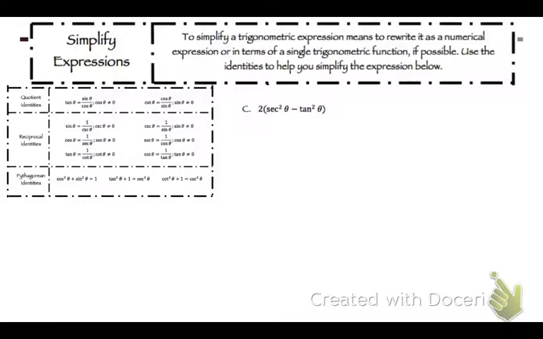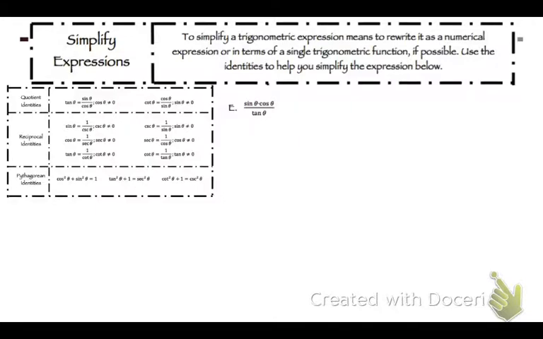So we have 2 secant squared of theta minus tangent squared of theta. Well, we know that secant squared of theta equals tangent squared of theta plus 1. So let's use that. That's going to be 2 times the quantity tangent squared of theta plus 1 in for secant squared, and then minus tangent squared of theta. Those tangents cancel. I'm left with 2 times 1, which is 2. Cool?